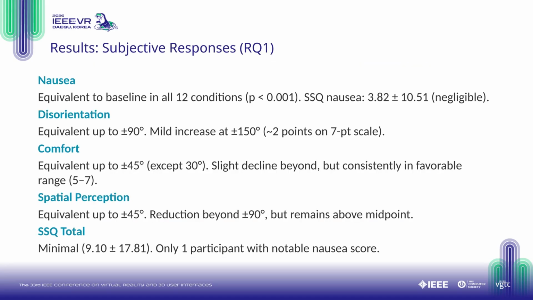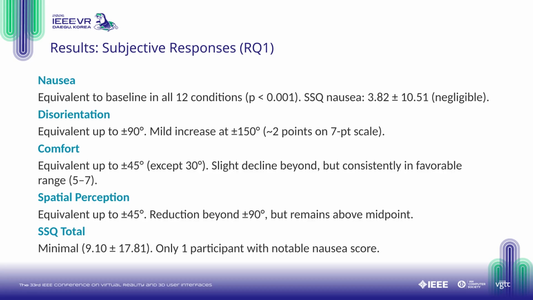Now for the results, starting with the subjective measures. The main finding: nausea was equivalent to baseline in all 12 conditions, including 180 degrees, fully inverted. The equivalence tests were significant at p < 0.001 for every condition. The simulator sickness questionnaire nausea subscale confirmed this with a negligible mean of 3.82. Only one participant out of 30 reported a notable nausea score.